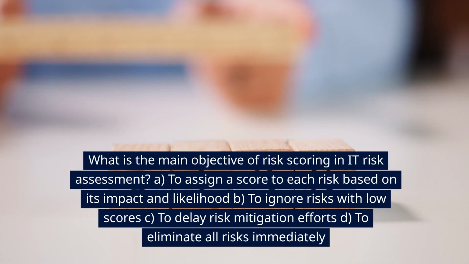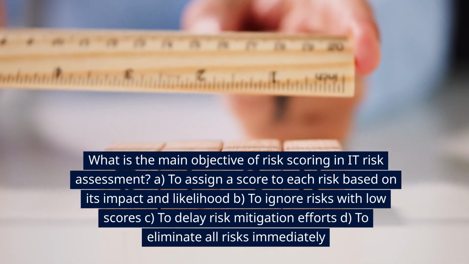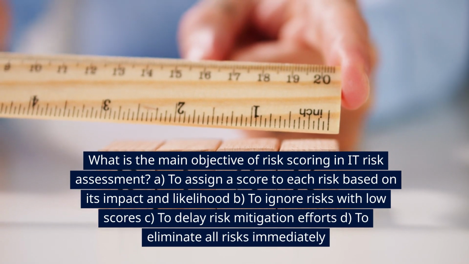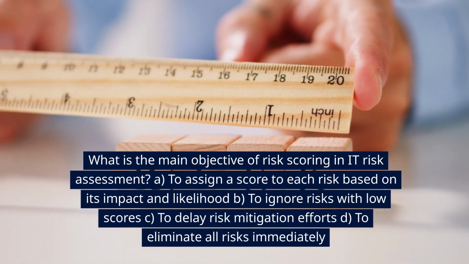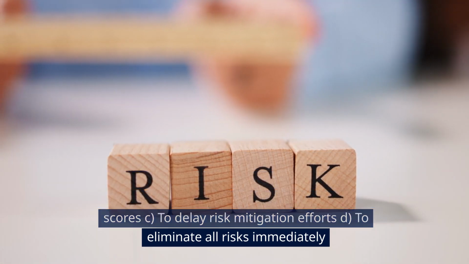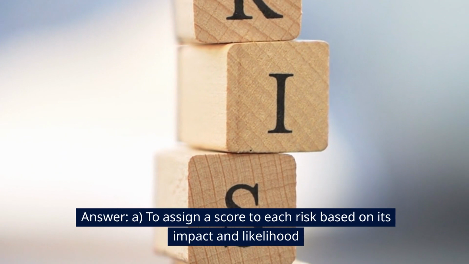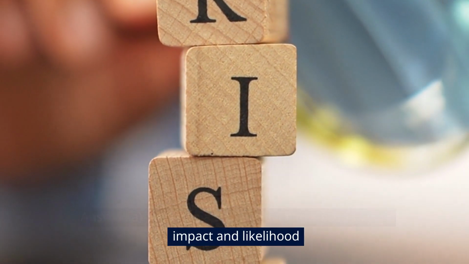What is the main objective of risk scoring in IT risk assessment? A. To assign a score to each risk based on its impact and likelihood. B. To ignore risks with low scores. C. To delay risk mitigation efforts. D. To eliminate all risks immediately. Answer: A. To assign a score to each risk based on its impact and likelihood.